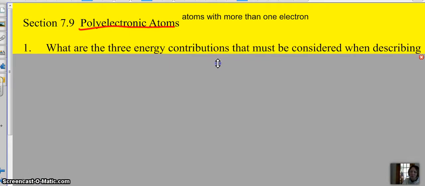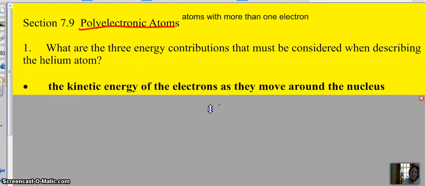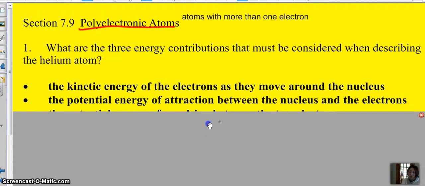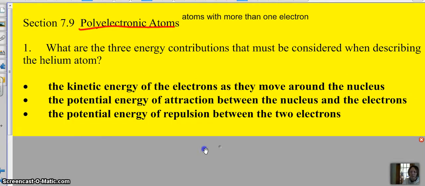We're back, and I just want to go over these questions. What are the energy contributions that must be considered when describing helium? Two of them are the same as hydrogen. You have to consider the kinetic energy of the electrons as they move around the nucleus. Hydrogen's electron also had kinetic energy, so we had to deal with that. The potential energy of the attraction between the positive nucleus and the electrons. We had to deal with that with hydrogen as well. Hydrogen's electron is attracted to the positively charged nucleus.